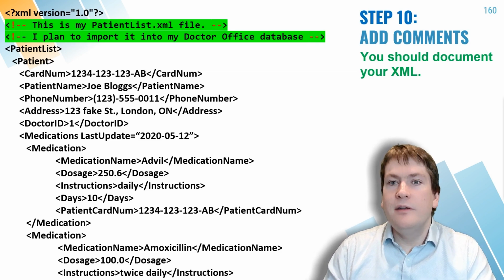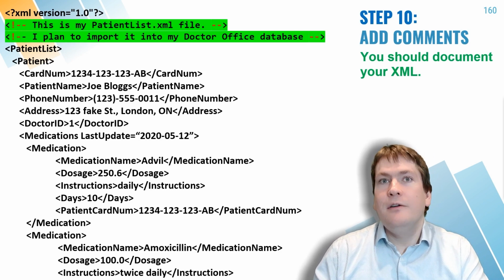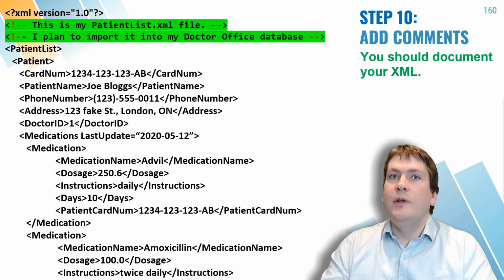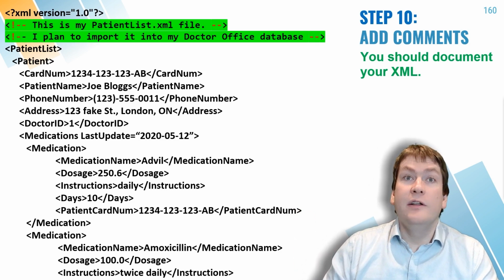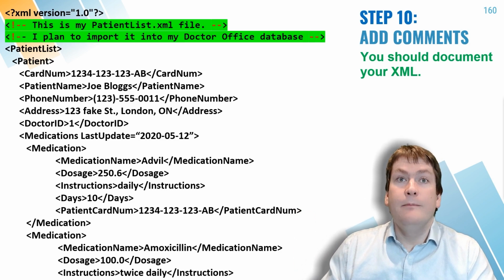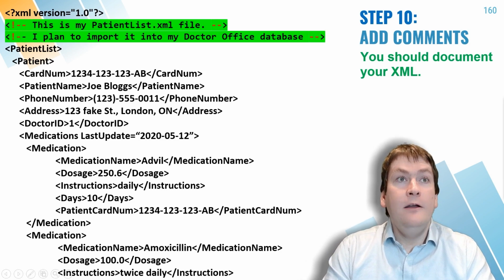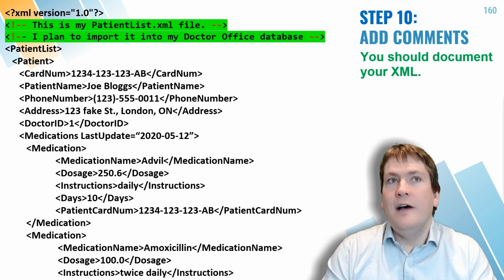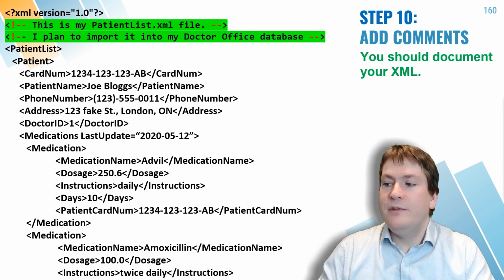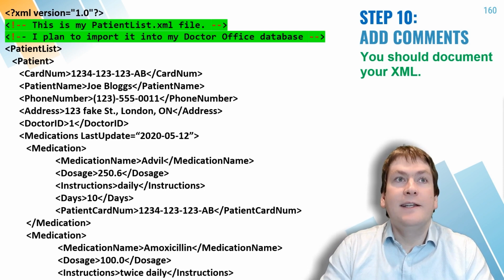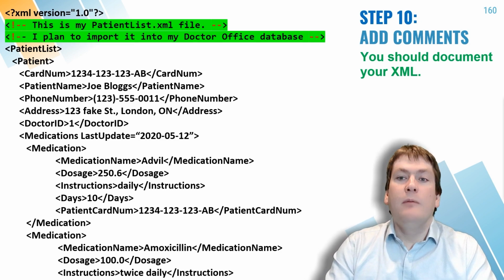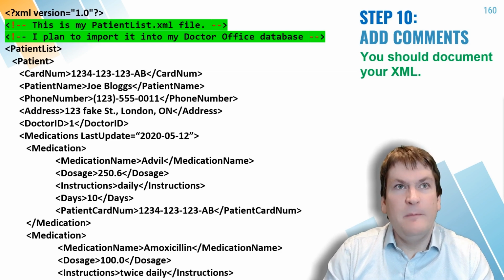It's only for humans. We call this a preprocessor directive because when the computer first looks at it, it's just going to remove all these comments. It's not even going to pay attention to them. So they have no effect on our data. They have no effect on anything except for what we see in the file. So it's a great way to document your file. So in this case, I put a comment at the beginning saying what this file is and why I'm making it. I want to import this into my doctor office database.